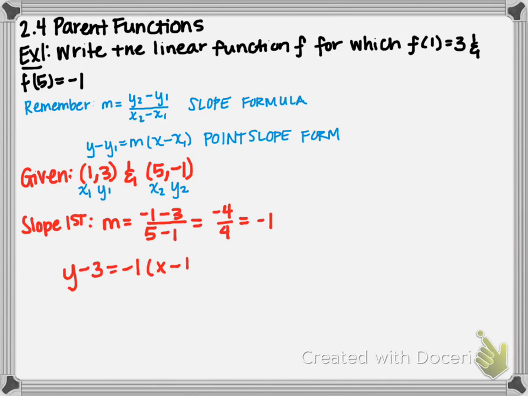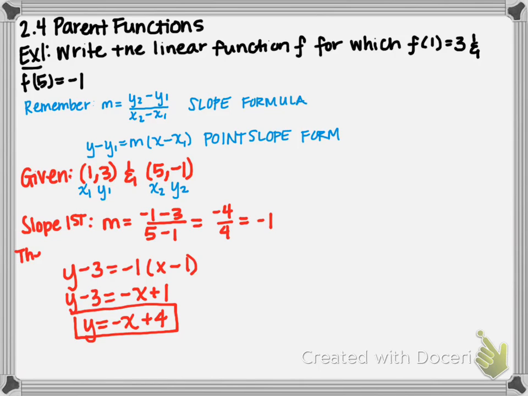We can then write our equation with y minus y1 equals m times x minus x1. We can distribute, add over the 3, and write our equation in slope-intercept form. So first find your slope, and then write your equation. That's for linear. Alright, let's move on.